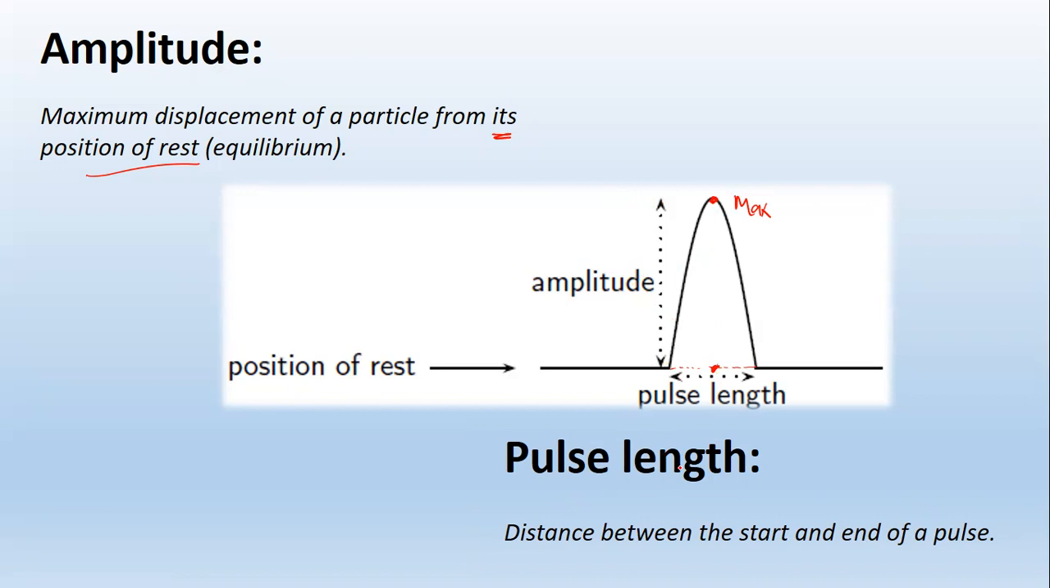Now let's talk about the pulse length. Where do we see the length of this pulse over here? From this point to the ending point, from the starting point to the ending point, this is the length, right? But how do we define it? It is the distance between the start and end of a pulse. This will be the start of the pulse, and this point over here will be the end of the pulse. So this length over here represents the length of the whole pulse.